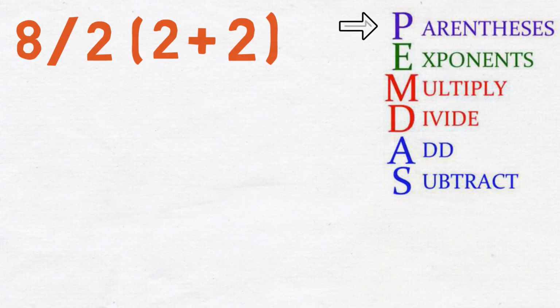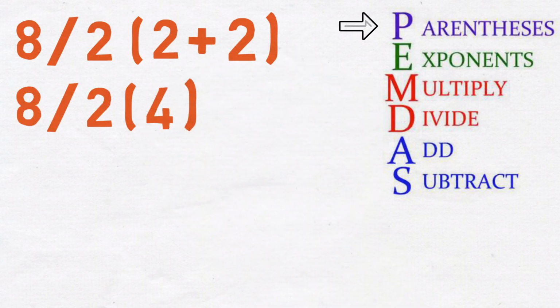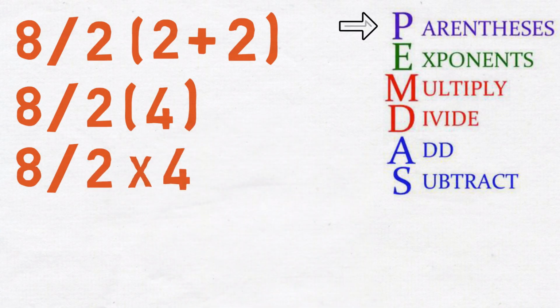We start with the P in PEMDAS. Does our expression have a parenthesis? It does. So we do things in the parentheses first. 2 plus 2 is 4, and we are left with the following. Now there is an implicit multiplication here, so let's make it explicit and write the expression like so. Now let's go back to PEMDAS and see what is recommended. The E stands for exponent, that is powers or square roots, for example. We have none in the expression, so we continue.